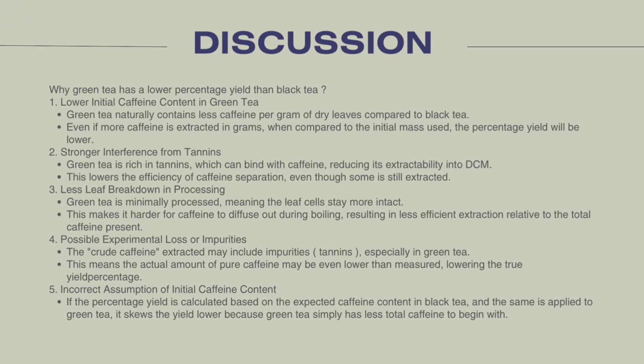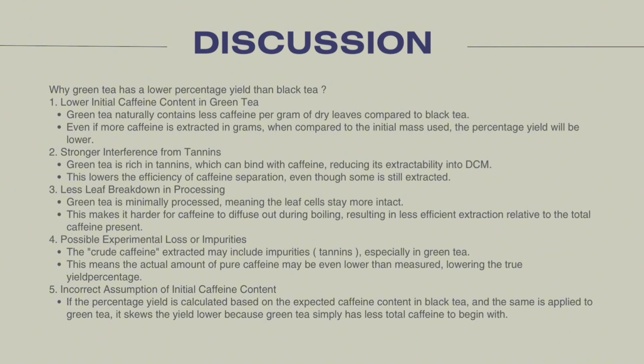Third, less leaf breakdown in processing. Green tea is minimally processed, meaning the leaf cells stay more intact. This makes it harder for caffeine to diffuse out during boiling, resulting in less efficient extraction relative to the total caffeine present. Fourth, possible experimental loss or impurities. The crude caffeine extracted may include impurities, which are tannins, especially in green tea. This means the actual amount of pure caffeine may be even lower than measured, lowering the true yield percentage.